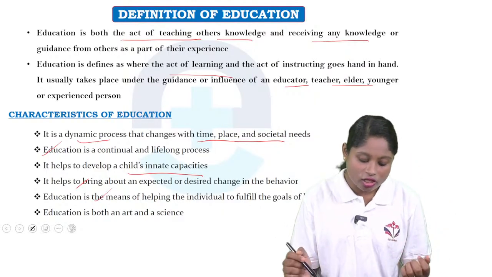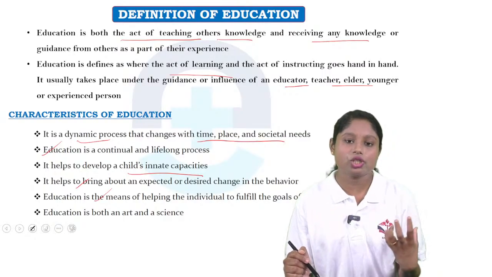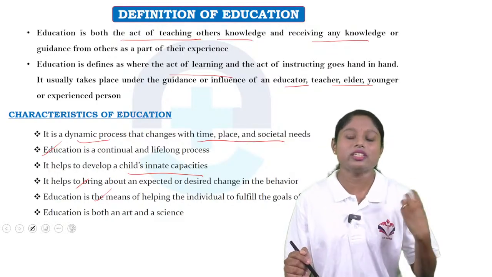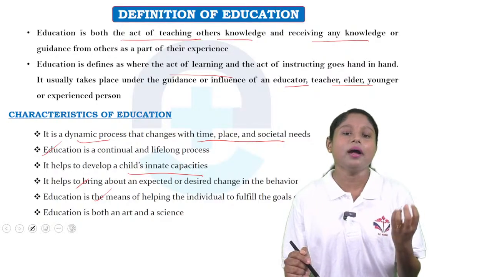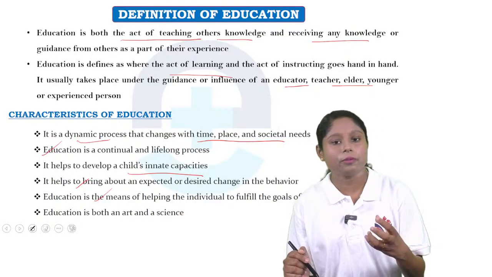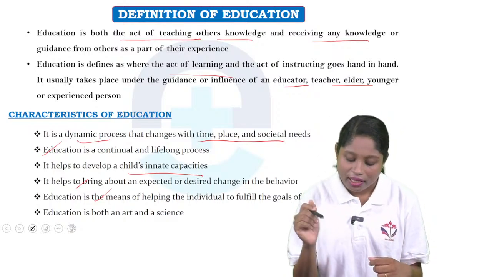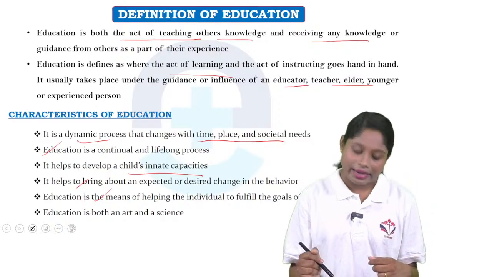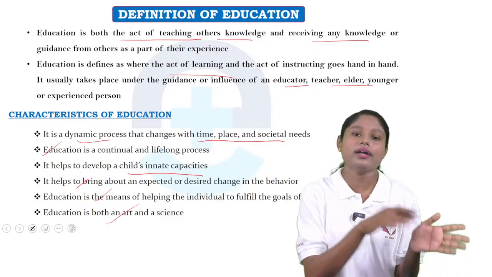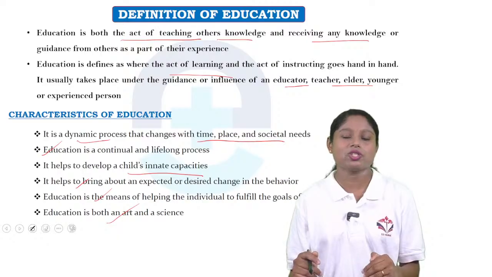Also, education is the means of helping individuals to fulfill the goals of life. After nursing education, we will get a job which satisfies our needs, getting a base salary. From there, we will start to grow in our professional and personal career. So education is the means of helping the individual to fulfill the goals of life. Education is both an art and a science. So this is the definition and characteristics of education.